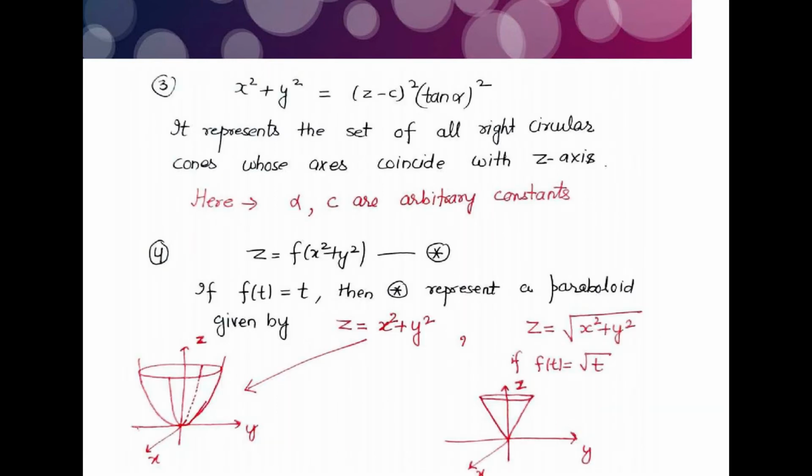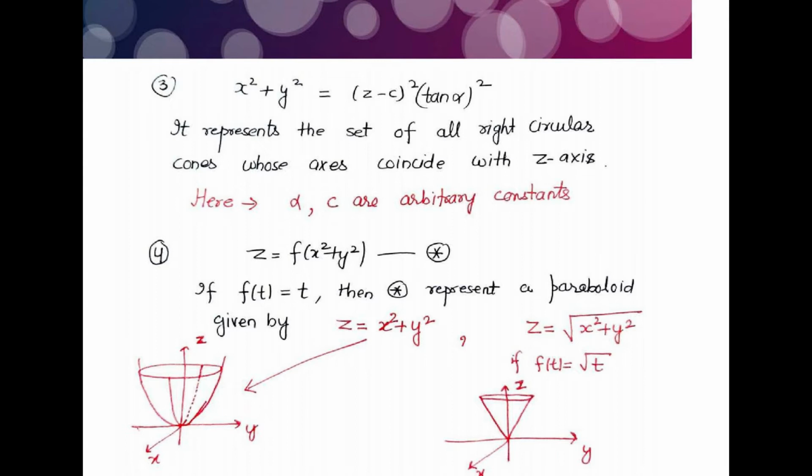Now consider example number 3, x square plus y square equal to (z minus c) whole square tan alpha square. It represents the set of all right circular cones whose axis coincides with z-axis. Here alpha and c are arbitrary constants. As you change c, the vertex of the cone will change. Alpha is the inclination of that line. So you change alpha, you change c, you will get different cones. But all these cones are symmetrical about z-axis.